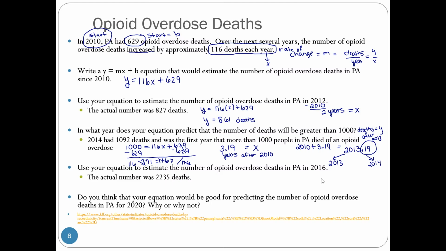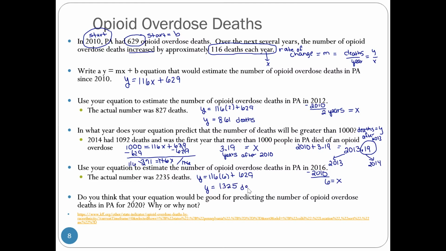So the way that I did it is the year 2016, I subtracted out our starting year, 2010, and that was year 6, and that 6 is an x value. So in my formula, y equals 116 times 6 plus 629. Went to my calculator, put that in, and I got y equals 1,325 deaths.